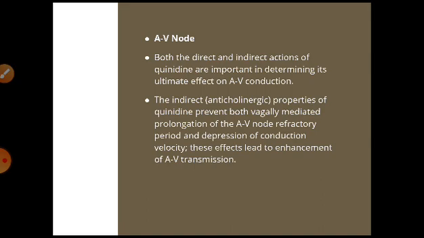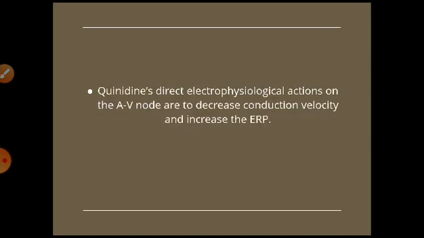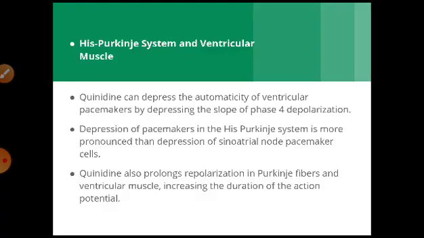So what it does on the ventricular region, on the bundle of His, or on the other electrical fibers, on the AV node it does a little differently. Quinidine's direct electrophysiological actions on the AV node are to decrease conduction velocity and increase the ERP. Okay. So dose-dependent effects on the AV node are there.